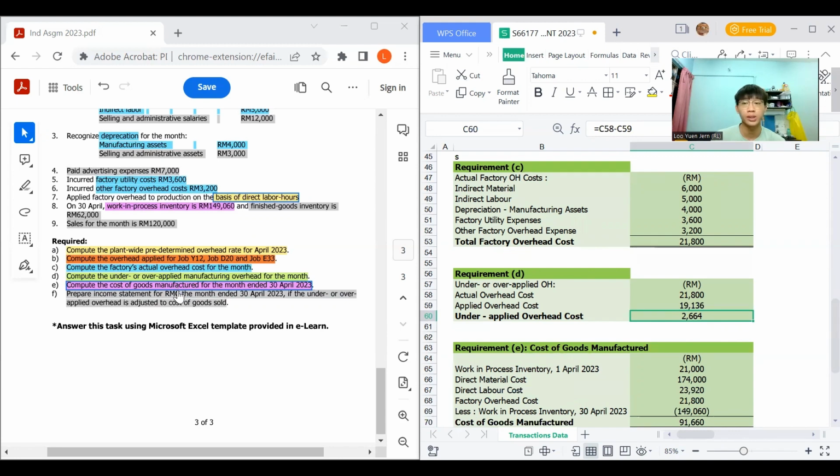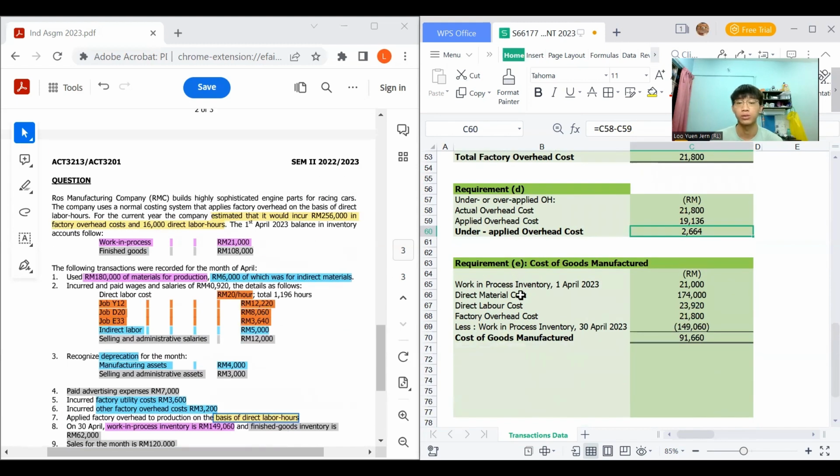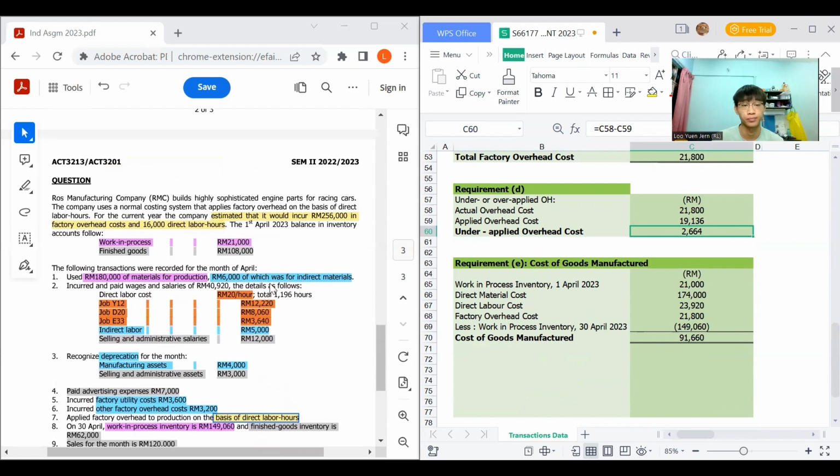Next, we are going to compute the cost of goods manufactured for the month ended 30 April 2023. To calculate the cost of goods manufactured, we need to use the work in process inventory for the beginning, plus direct material cost, plus direct labor cost, plus factory overhead cost, minus work in process inventory for the ending. So we can get the cost of goods manufactured.